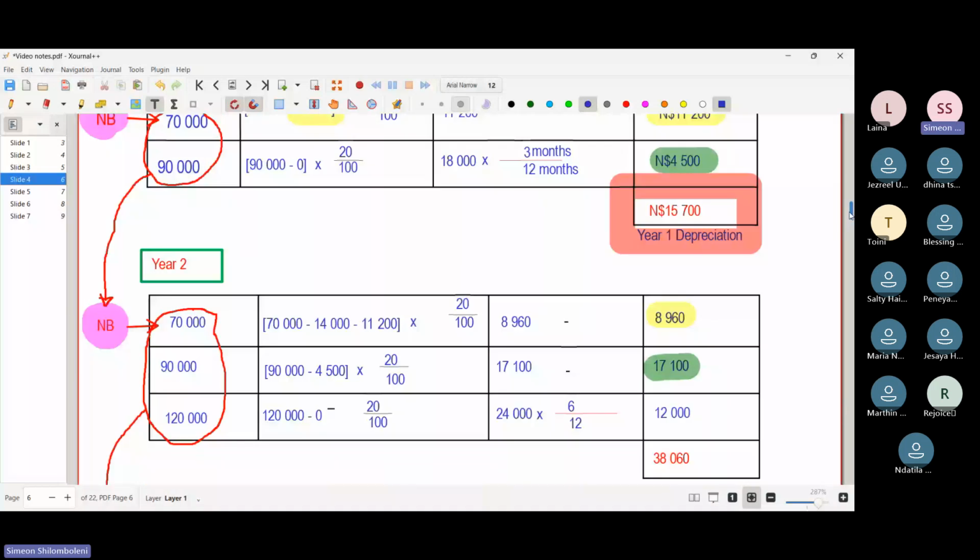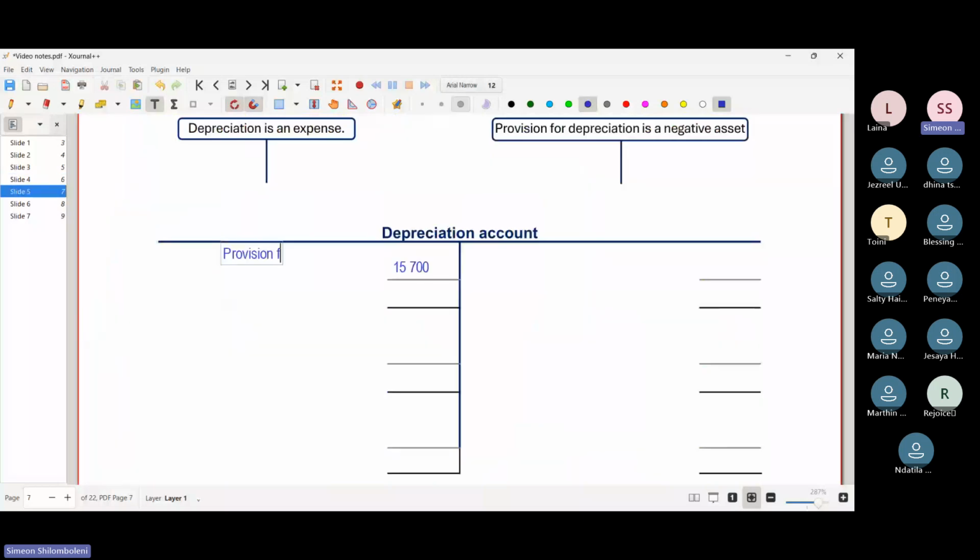The details that we put here is provision for depreciation on vehicles. Because depreciation is an expense. And expenses are recorded on the debit side. Depreciation for year 1 for all your assets is 15,700. And the date, where are you going to get your date?